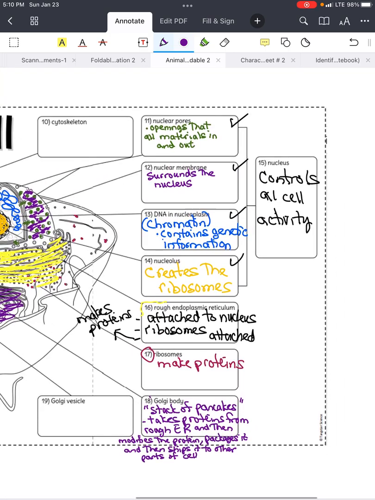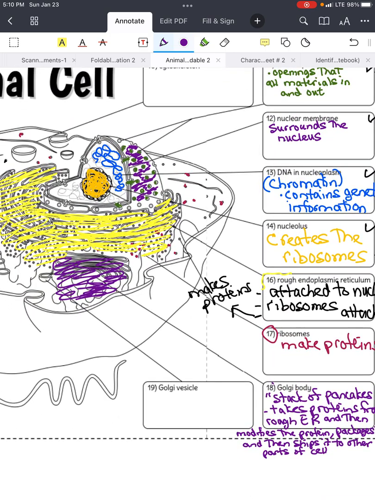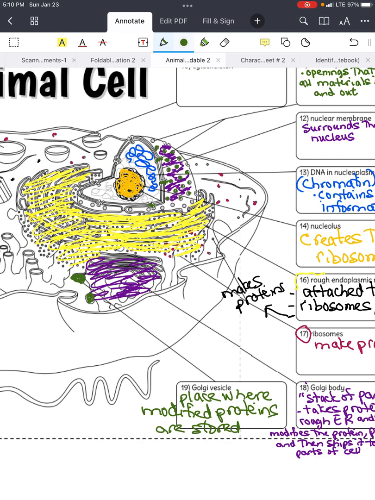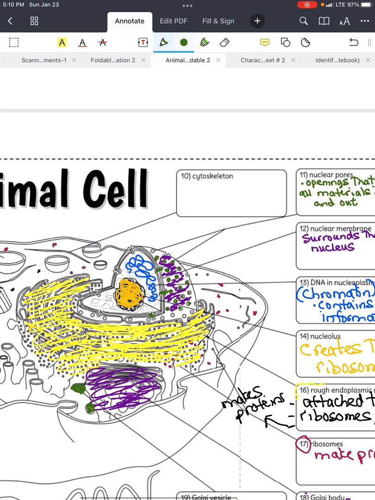And so when it says a Golgi vesicle over here, I kind of covered it up. Let me get a different color here. This Golgi vesicle right here, this green that I'm coloring in here, they bud off of the Golgi, and this is where those modified proteins are being stored. And then those move off of the Golgi body and they move to other parts of the cell using whatever proteins the cell needs.